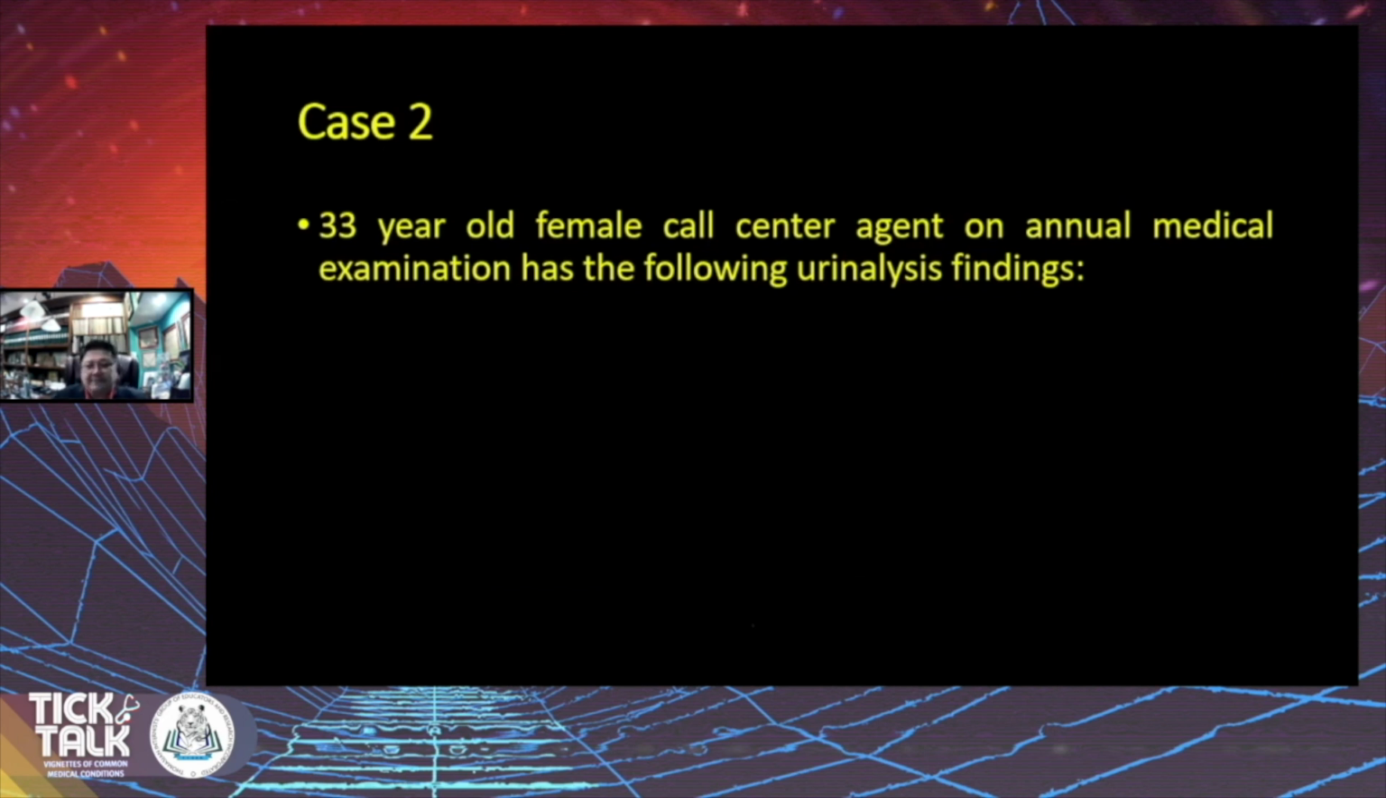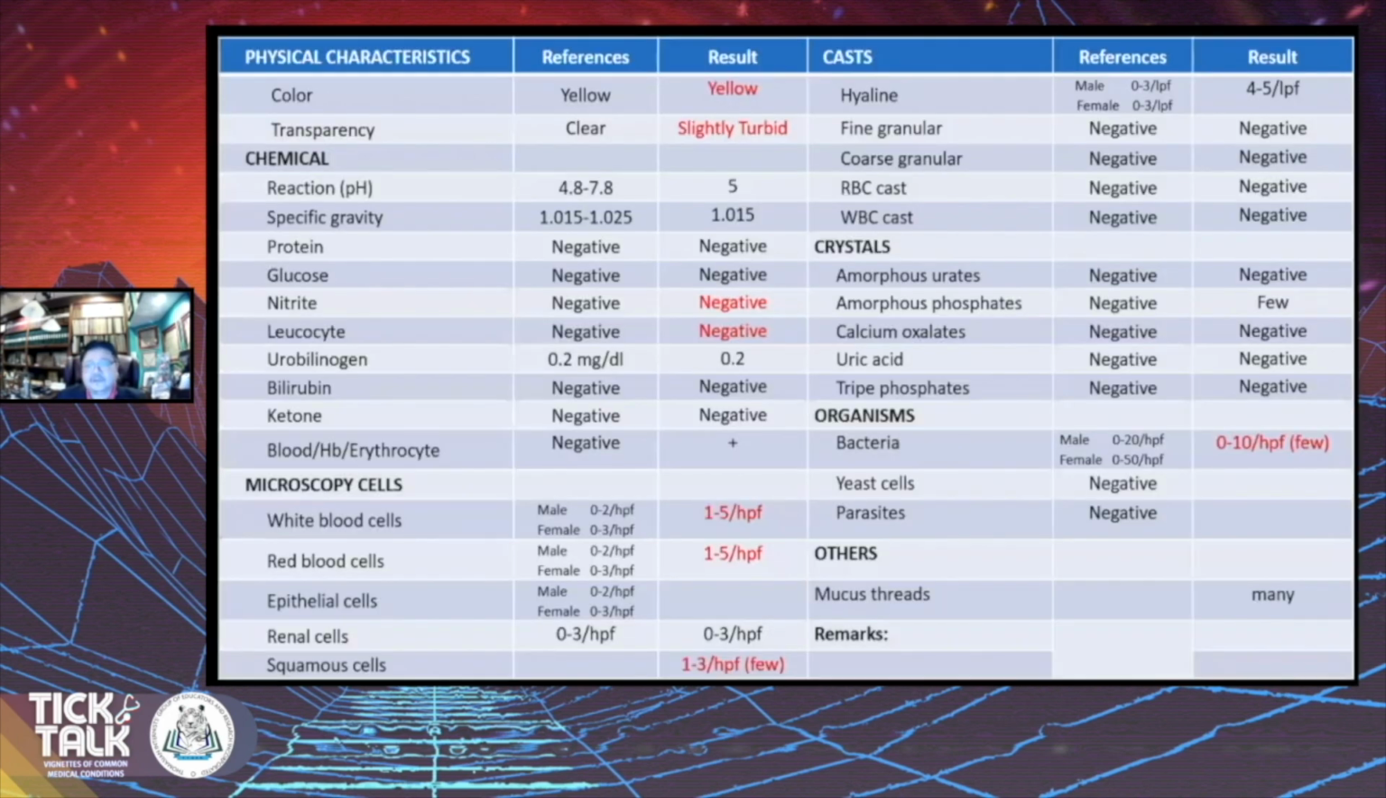There's a 33-year-old female call center agent on annual medical examination and has the following urinalysis findings. It was yellow, slightly turbid, negative nitrite, negative leukocyte. Then white blood cell is 1 to 5, red blood cell is 1 to 5. Okay, slightly elevated compared to the normal. And there's a squamous cell which is only 1 to 3, and there's no significant bacteriuria. Unfortunately, not all urinalysis will have the same kind of reporting. Others will not report either normal or references, but maybe choose a better laboratory to have your urinalysis done.